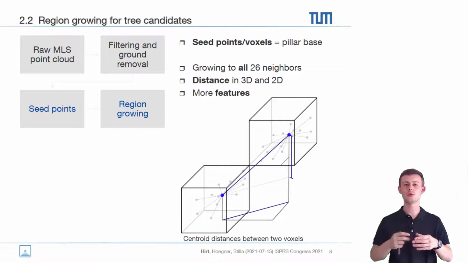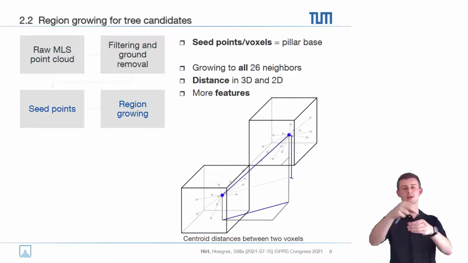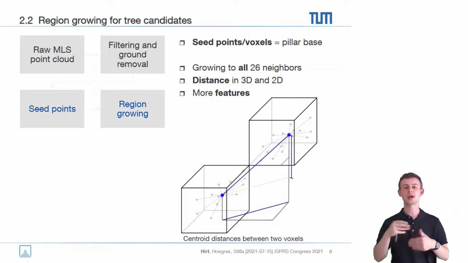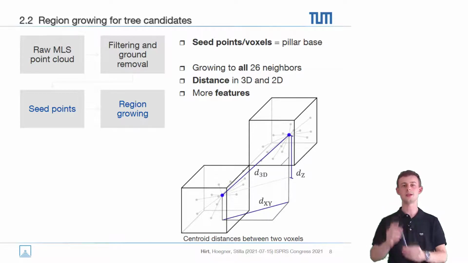So we grow to all the voxel neighbors of this area, and for every voxel we compute the centroid of its points inside. From centroid to centroid we can compute a distance, but not only the 3D distance, but also the 2D distance in the plane and the distance in Z. Having done that, we have a lot of information. We have these three distances, and we can grow and look how our clusters behave.